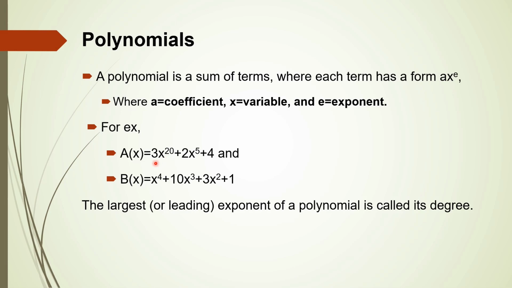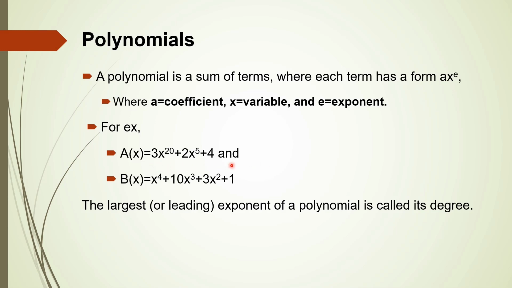Here it is 3 is the coefficient, x is a variable and 20 is an exponent, plus with respect to this term 2 is a coefficient, x is a variable, 5 is an exponent, plus with respect to this term 4 is a coefficient, x is a variable and the exponent is 0. So you know that for the term with an exponent 0, you show only the coefficient. As for the definition of a polynomial, it is a sum of terms.